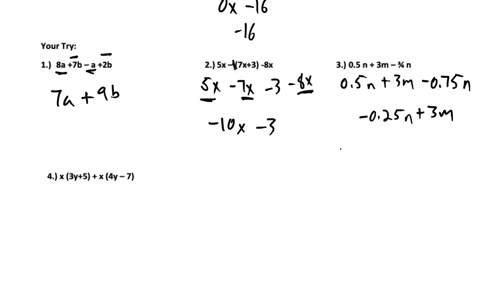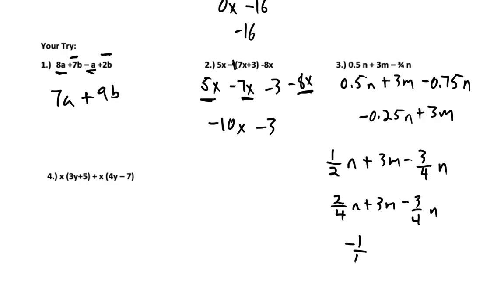What about if this were a fraction? Well, what's 0.5? That is 1 over 2. Right? It's 1/2. It's half of 1. So this is 1/2 n plus 3m minus 3 over 4ths n. Remember, when we're combining fractions, we need like denominators. So this would be the same thing as, we have to multiply this by 2 to make it into 4. This would be 2/4 n plus 3m minus 3/4 n. We subtract these, we would get minus 1/4 n plus 3m.